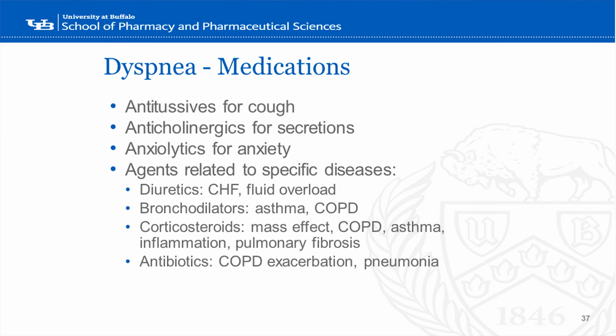From medications that can be used, again, antitussives for cough. Many times we'll use anticholinergics to decrease secretions, anxiolytics to help with the anxiety associated with it, and then specific disease interventions, including diuretics and fluid overload, bronchodilators when appropriate in asthma and COPD, corticosteroids for a number of effects, including mass effect, COPD, asthma, inflammation, or pulmonary fibrosis, and then antibiotics when there appears to be an infection.